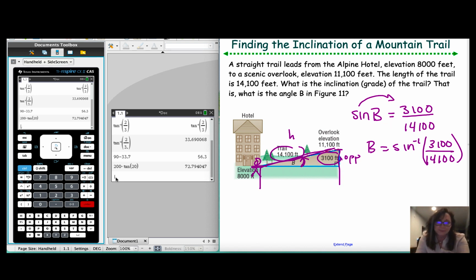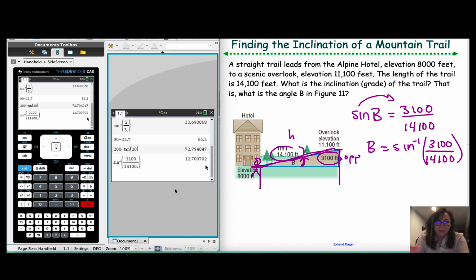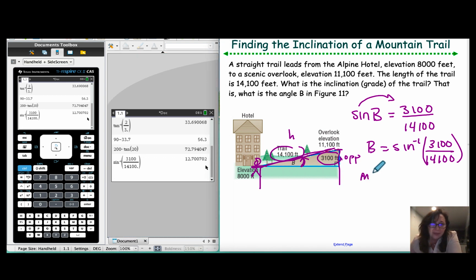I'm going to come over here, and I need arc sine. So I'm going to go trig, arc sine, and I'm going to say 3,100 divided by 14,100. Press enter, and then we get about 12.7. So that means that the measure of angle B is approximately 12.7 degrees. And so that's my angle of elevation.